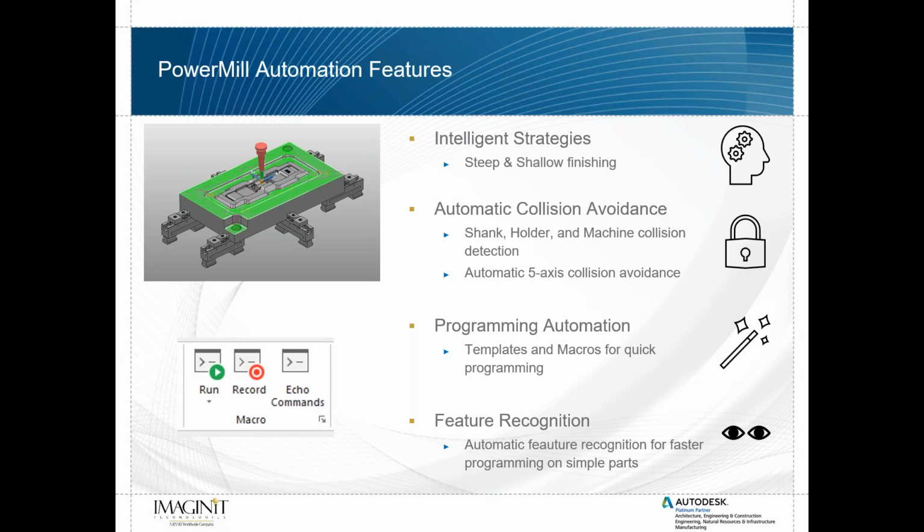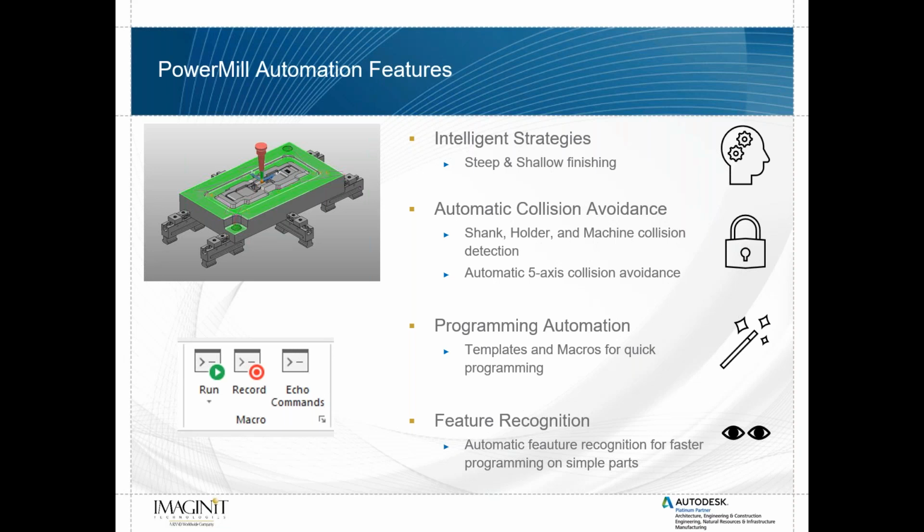So one of those things is intelligent strategies. What that means is toolpath strategies that do some of the hard work for you. One really good example of that is a steep and shallow finishing toolpath. It automatically identifies where you have different angles of surfaces in your model.